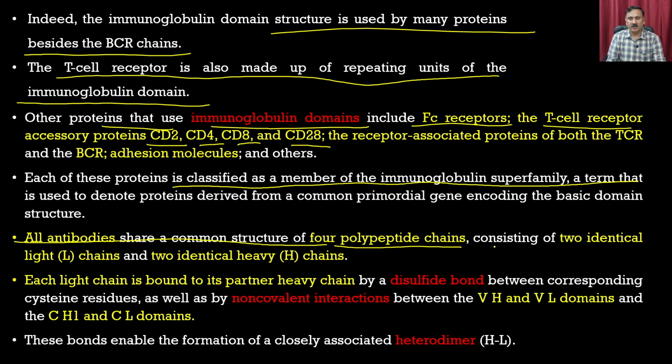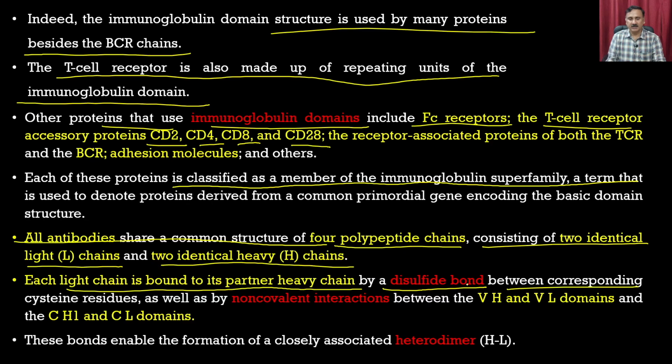All antibodies share a common structure of four polypeptide chains consisting of two identical light chains and two identical heavy chains, right? Each light chain is bound to its partner heavy chain by a disulfide bond between the corresponding cysteine residues, as well as by non-covalent interactions between the VH and VL domains and the CH1 and CL domains.